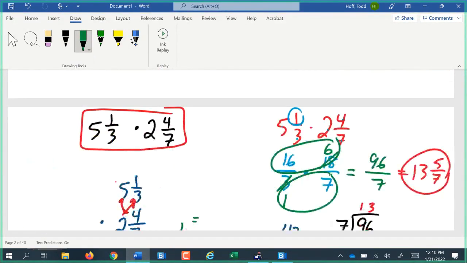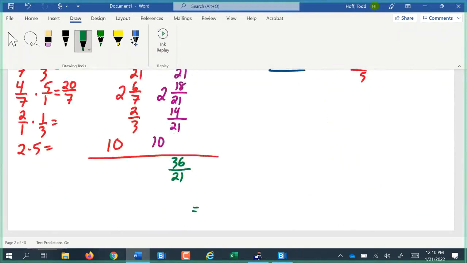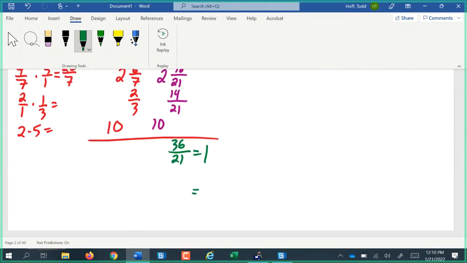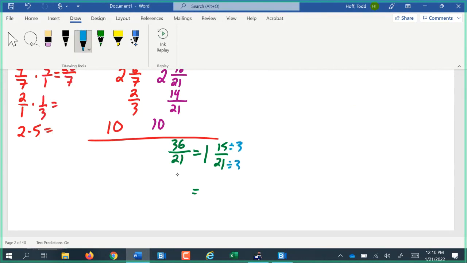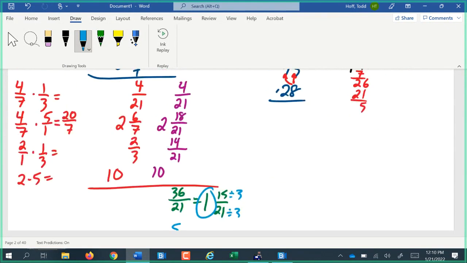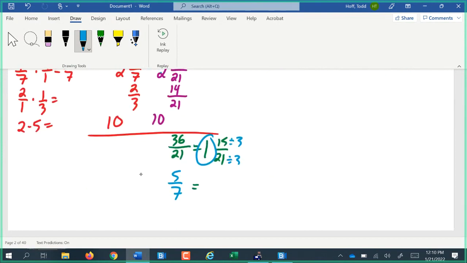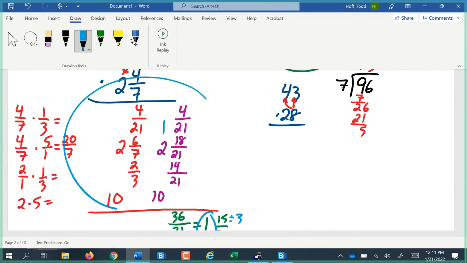We reduce. 36 21sts is 1 and 15 21sts. That can actually be reduced. Both 15 and 21 can be divided by 3 to give me 5/7. So we keep the 5/7 and we carry the 1. 1 and 2 makes 3 plus 10 is 13. Notice we got the same answer. This is a lot more work. I'll never ask you to repeat that, but I wanted to show you that it is possible, and that converting into improper fractions and multiplying is a shortcut.